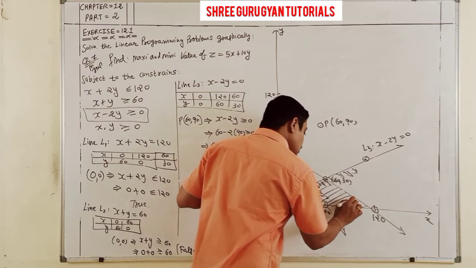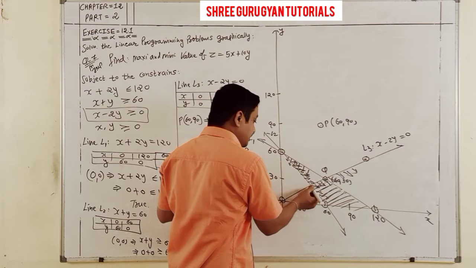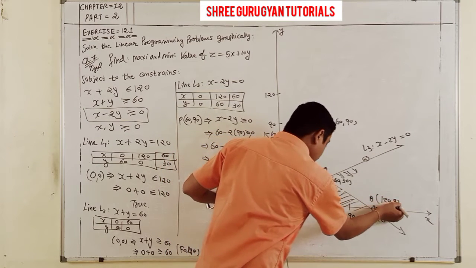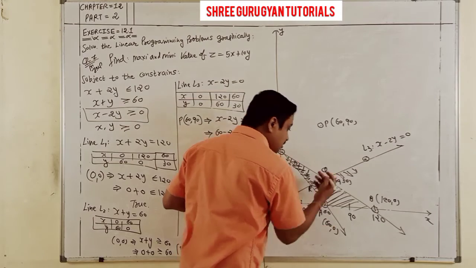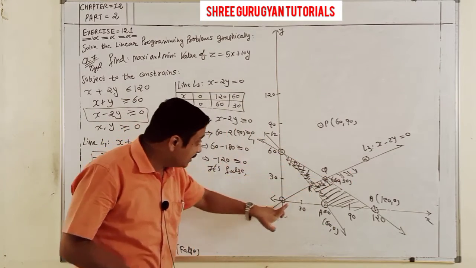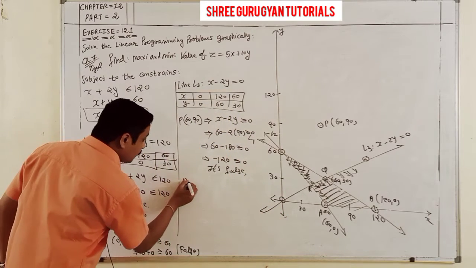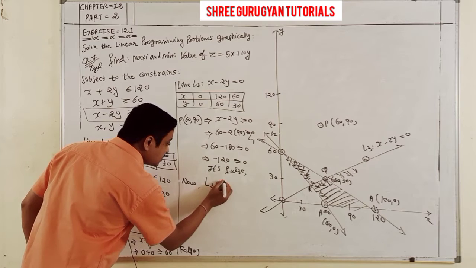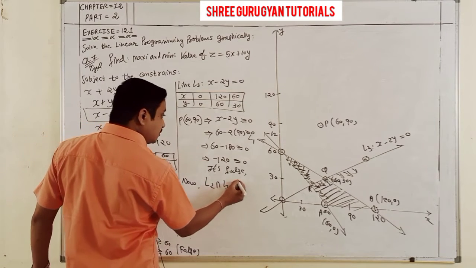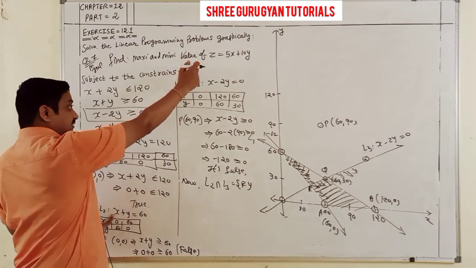So my answer is this: according to all three lines, these are the shaded portions. This is point Q, that is R, here A and here B: 120, 0 and 60, 0. Q is also ready. Only R is my target now. The intersection of L2 and L3 is the point R.